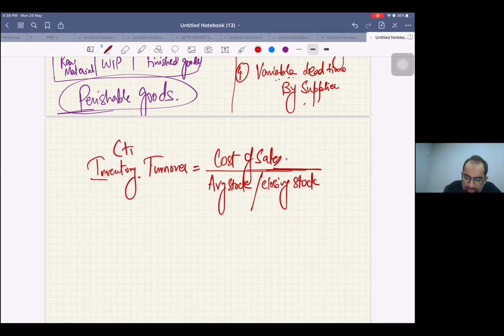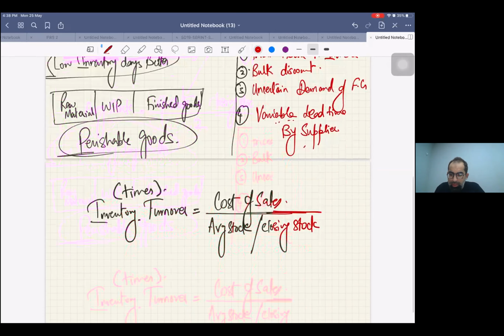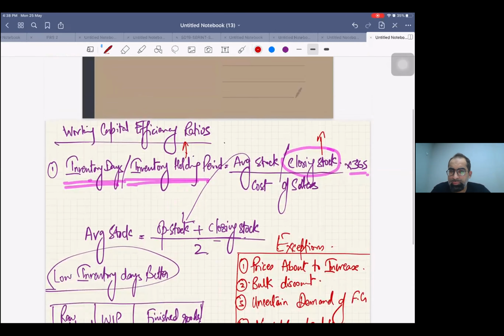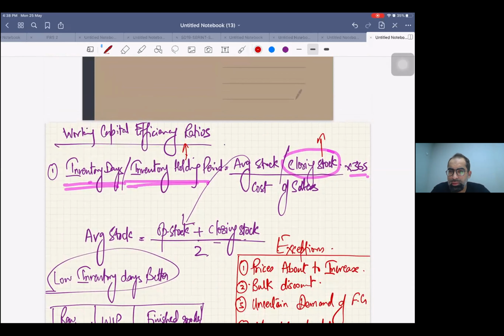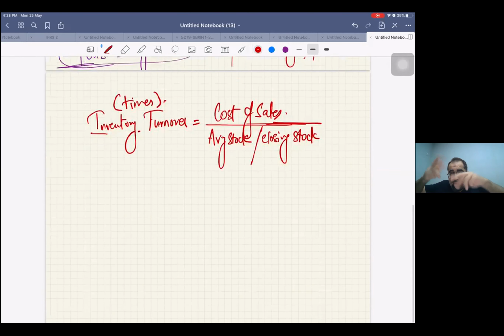And this comes in times. Okay, so hold on a minute. Look at this formula, the new formula and the old formula. This is the old formula, and that one is the new formula. This is the old formula and this is the new formula. Just the reciprocal, the reverse formula, right?